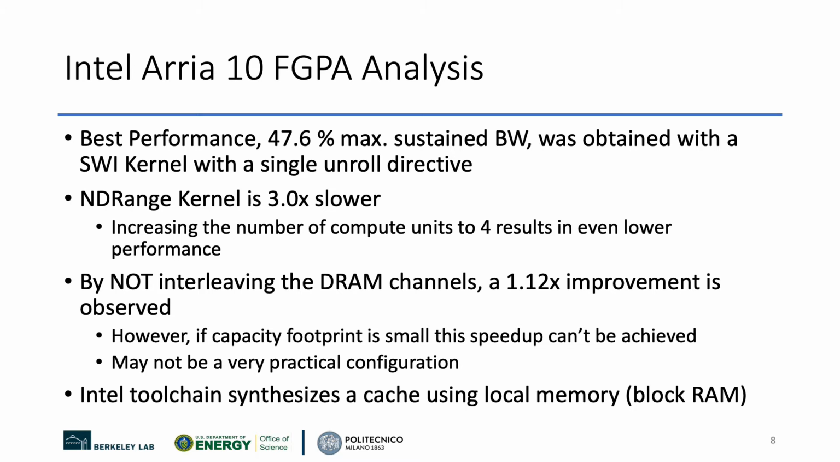We also looked at the impact of interleaving of the DRAM channels. Disabling channel interleaving resulted in a 1.12 times speedup. However, this also requires a very large memory capacity footprint in order to span both channels, which may not be a very practical solution.